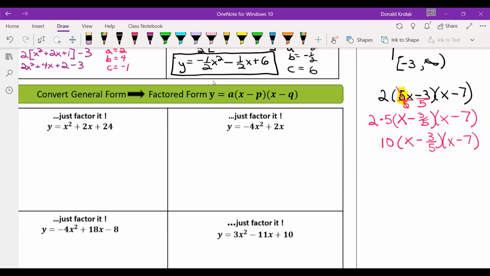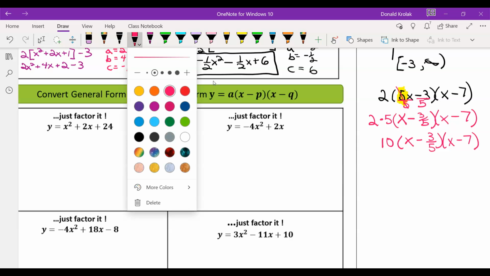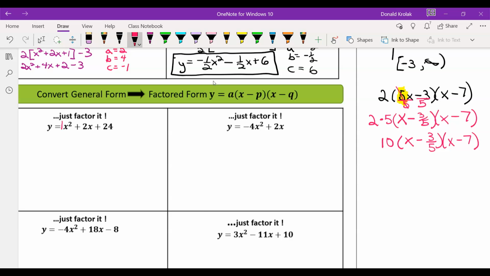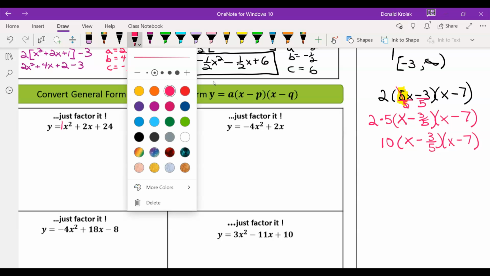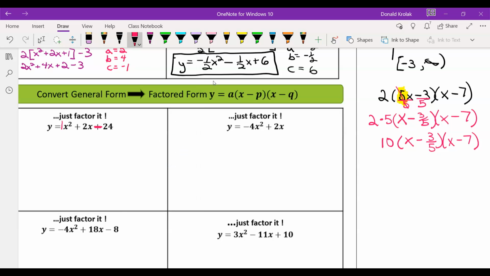All right, now, when you're factoring, here's your basic factoring back from when you were freshmen. Okay, when you look at this, your A value is 1, your B value is 2, and your C value is 24. Now this has a typo in it. Make this plus 24 a minus 24. That was a mistake on my part. All right, so A is 1, B is 2, and C is negative 24.